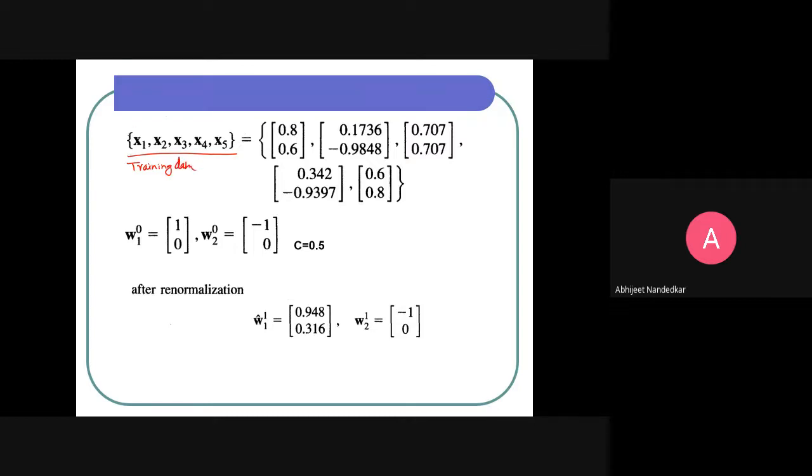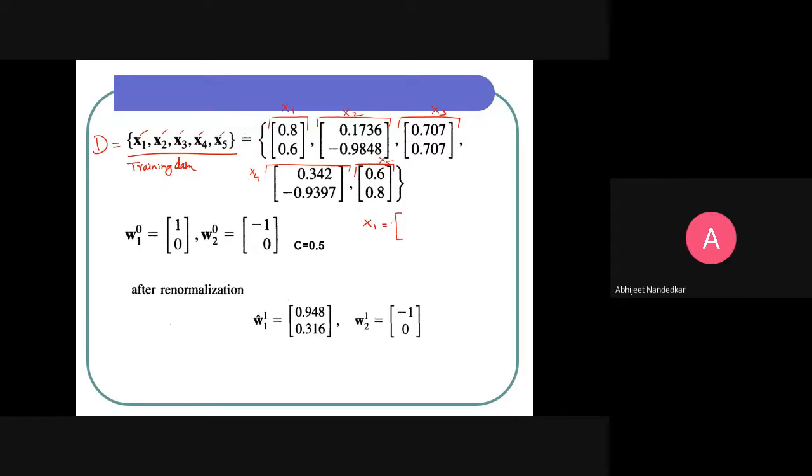How many samples are there? Say set D consists of x1, x2, x3, x4, x5, which is equal to this set. So these are samples x1, x2, x3, x4, and x5. Okay. Now you can see, if I take x1, this first sample.